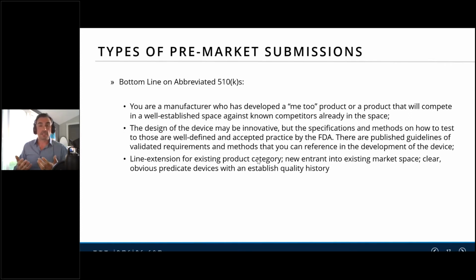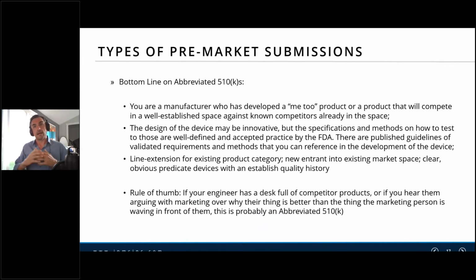So line extensions for existing product categories, new entrants into an existing and mature product space, clear, obvious predicate devices with an established quality history. All right, that's what gets you into the abbreviated 510K.